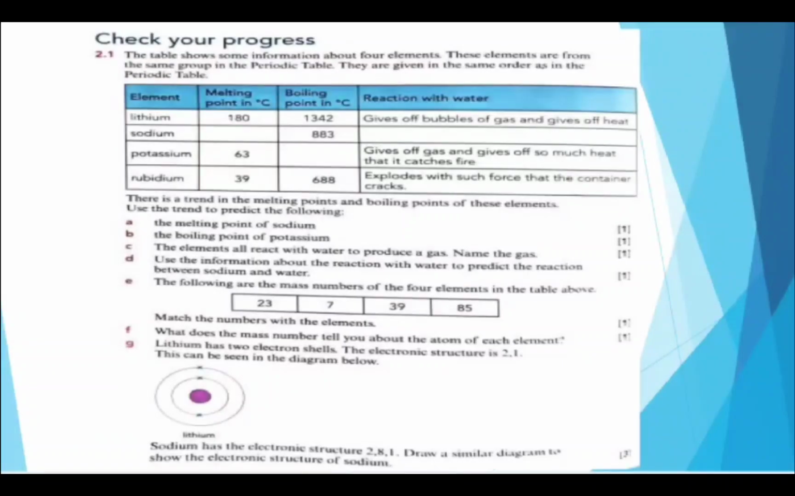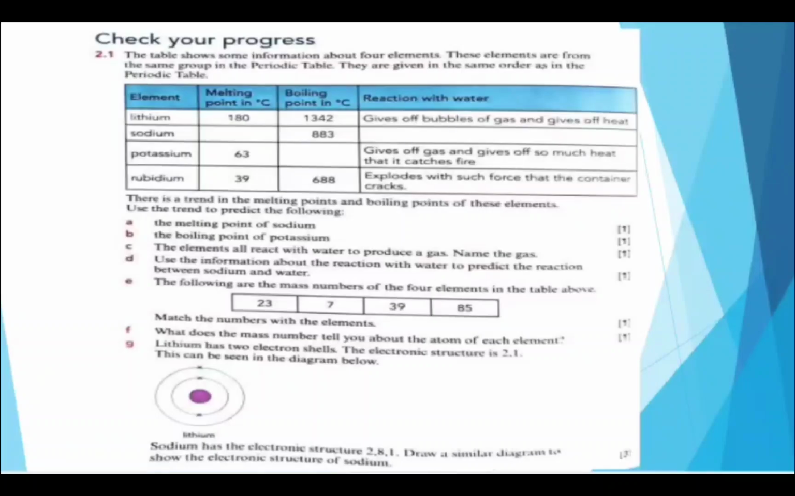The table shows some information about four elements. These elements are from the same group in the periodic table. They are given in the same order as in the periodic table. Elements lithium, sodium, potassium, rubidium. Which group is it? It is from group 1. Melting points given 180, 63 and 39. Boiling point 1342, 883 and then 688.